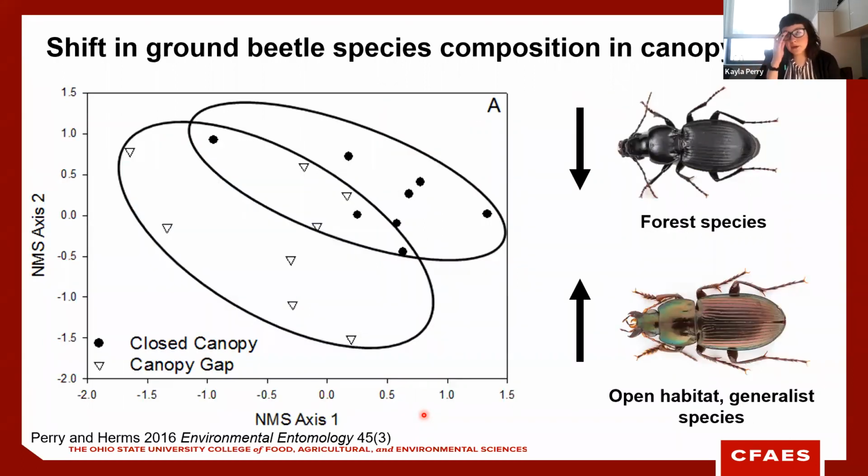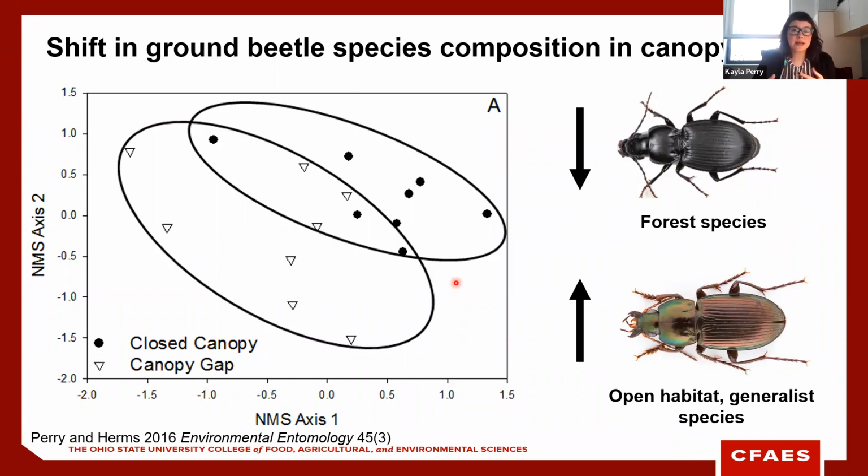And if we take a step back and we look at community composition of ground beetles, so this particular family of beetles that I specialize in, here's another community composition plot. So remember, each one of these points is a site, and it's represented in species space. So we can look at different ground beetle species that we find in these different sites. The triangles are canopy gaps, the circles are closed canopy. And interestingly, I found a shift in species composition.